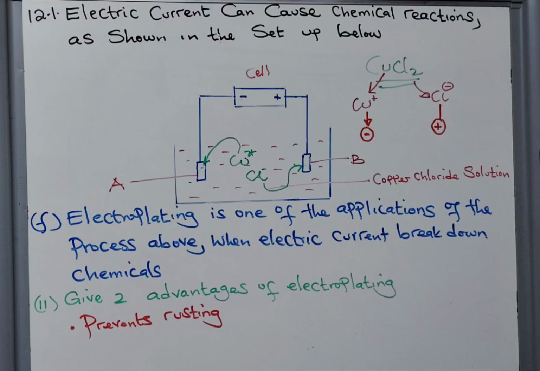So what's the second advantage? The second advantage is that electroplating makes articles attractive. You see the necklaces and the earrings which are gold plated, how beautiful they look. It's not because they are made of gold, it's the gold which is coated on the outside of them. So that is it, making articles attractive.